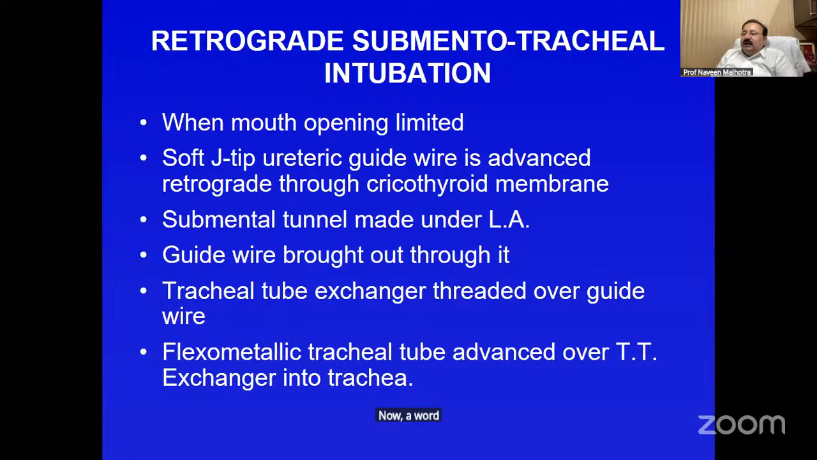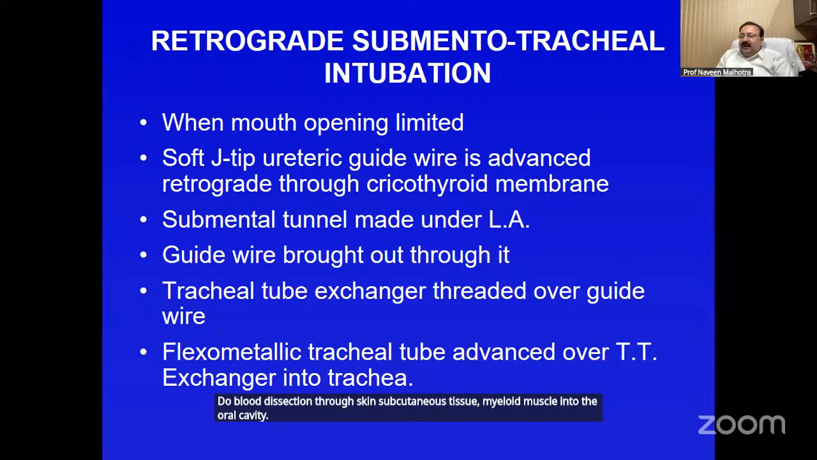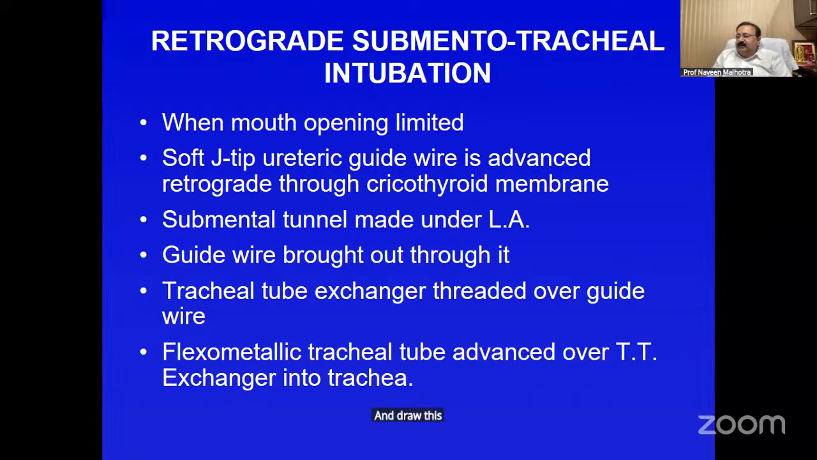Now, a word about retrograde submentotracheal intubation. When mouth opening is limited, what you do is you do puncture of the cricothyroid membrane, and from that, a soft J-tip ureteric guide wire is advanced retrograde into the oral cavity. Then you make a submental tunnel under local anesthesia. Do blunt dissection through skin, subcutaneous tissue, mylohyoid muscle into the oral cavity, and draw this guide wire outside.